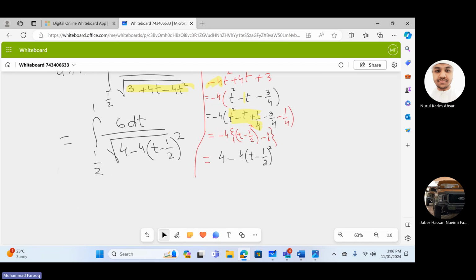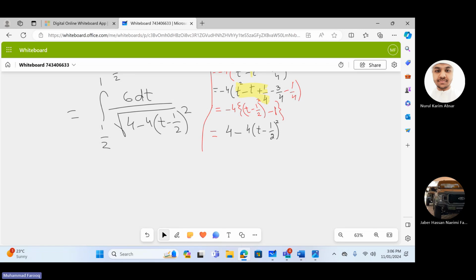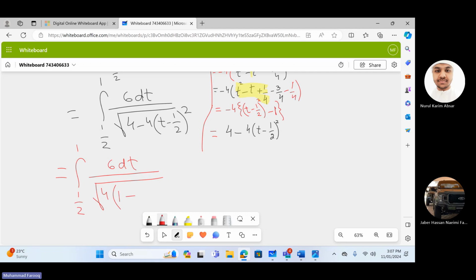Very good. Wouldn't it be better if we took 4 outside? Yes, of course we have to do it like that. Now, as I told you already, with a square, the coefficient should be 1. This is my square. The coefficient, how much? I want 1. What should I do? Take 4 as a common factor. Now, after that, same thing which we already did. So please integrate from 1/2 to 1 of 6 dt, divided by the square root of 4 taken as a common factor. It becomes 1 minus (t - 1/2) squared. What is the square root of 4?